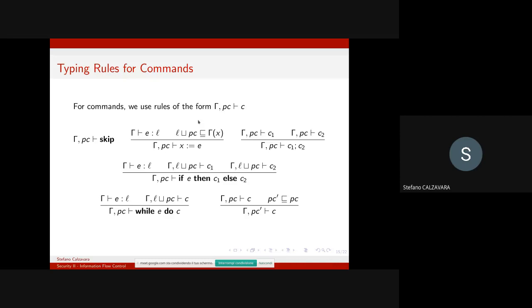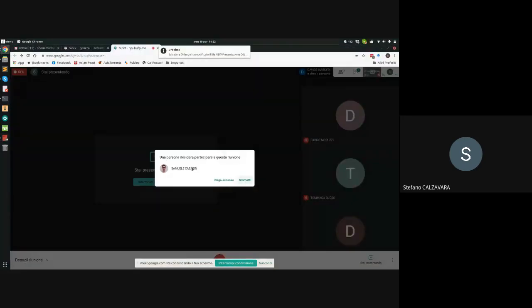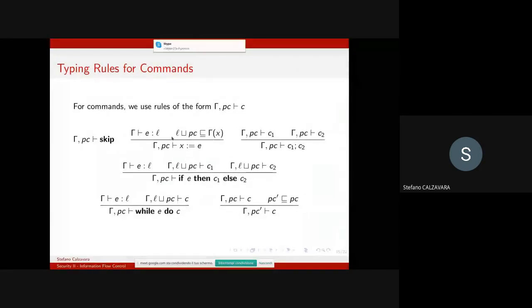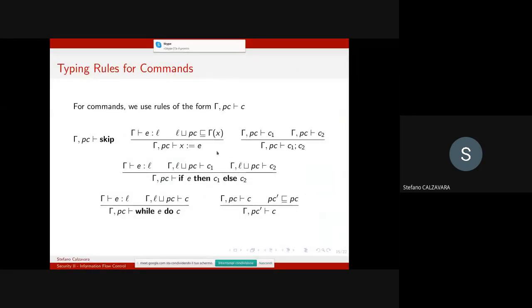Let's check now the rule for assignment. Assignment, of course, is delicate, because, for instance, something which you want to forbid is that we pick some confidential data and we store it inside a public variable. That would be a type error. And also something which is dangerous is when we try to write inside a public variable, but we do that inside, for instance, a conditional branch, which depends on confidential information.